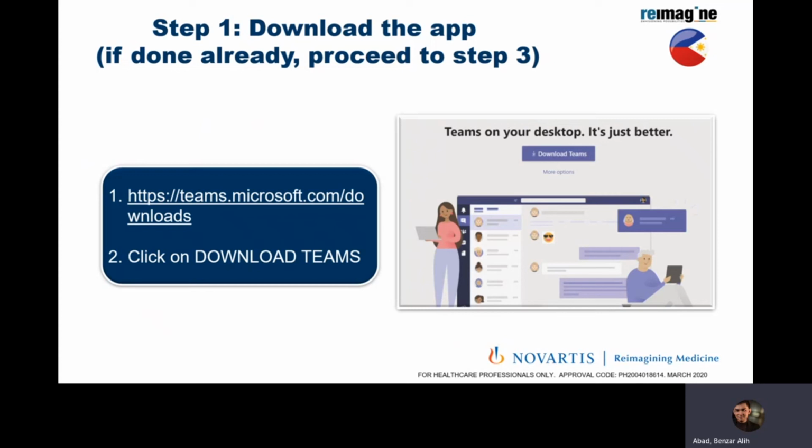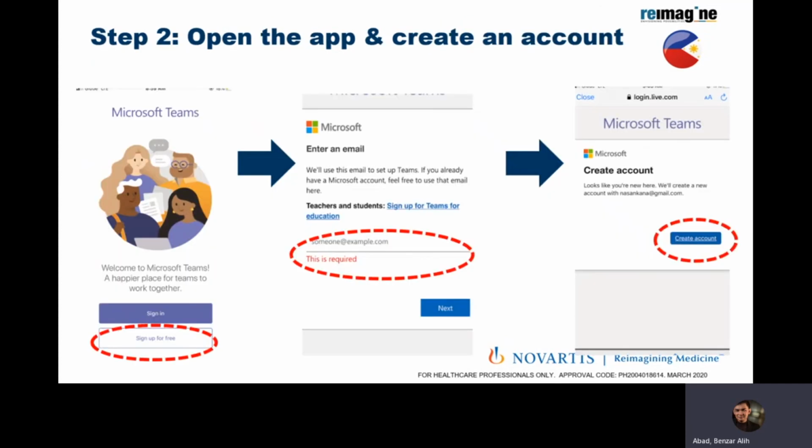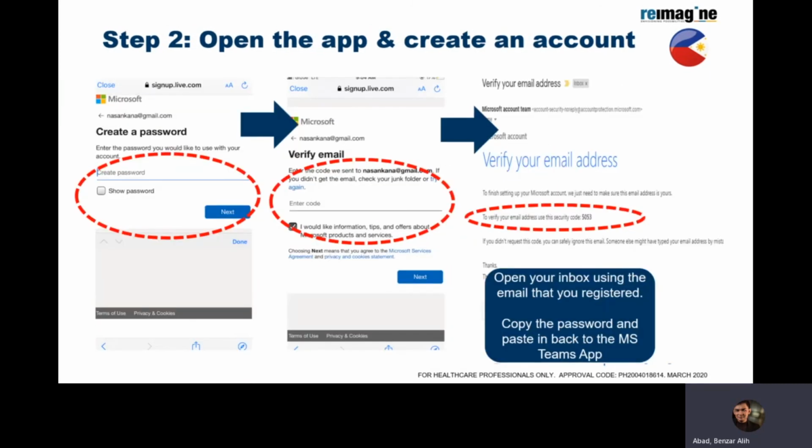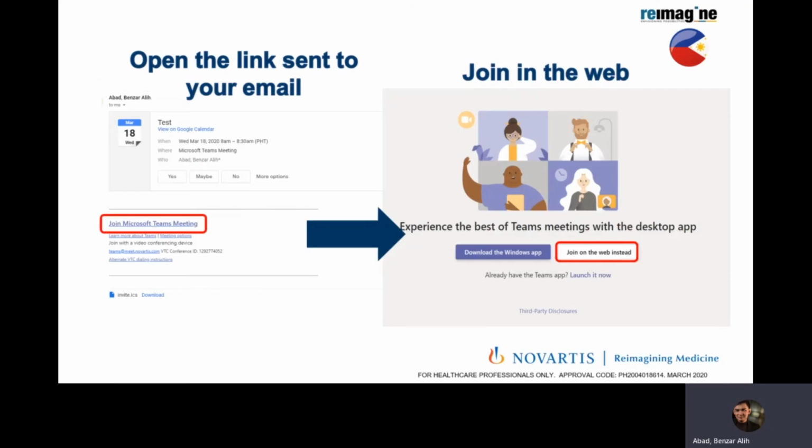Next, if you are done with step 1, you can proceed to step 3. Otherwise, you can stay with me until step 2, and then we'll go through all of the steps. So for step 2, similar to using a mobile device, you need to sign up for free, provide your email address, and then create an account. Next is to provide your password and verify your email address.